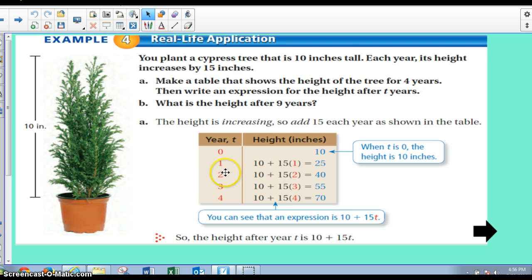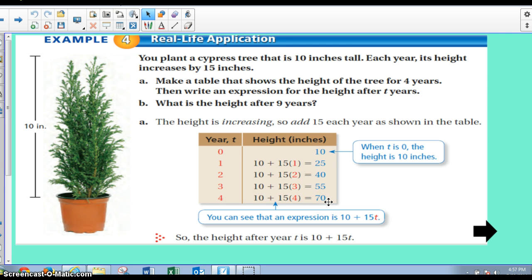2 years. Plot out the expression. Start with 10, add the 15 for each year. So if it's 2 years, you have to do it times 2, and that's 40 inches. And you keep going. After the 3rd year, you do 10 plus 15 times 3 years, and you get this. Okay? By the end, you have 70.